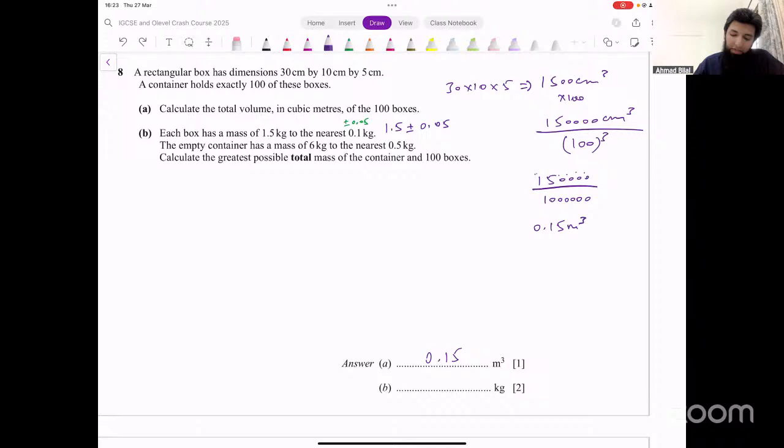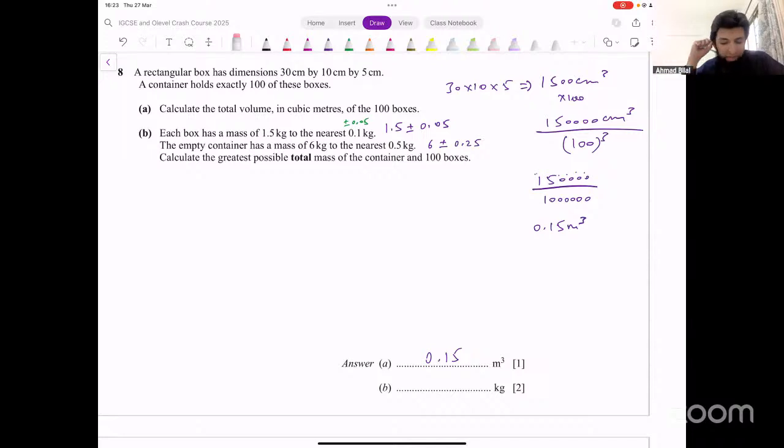The empty container has a mass of 6 kg to the nearest 0.5 kg. So to the nearest 0.5 kg, what does that mean? The error in this is going to be plus minus 0.25, right? Half of this. So it's going to be 6 plus minus 0.25. That's the mass of this empty container.